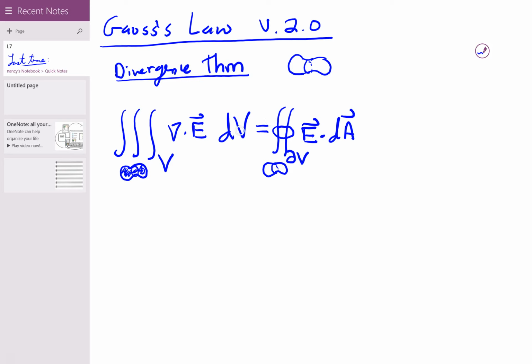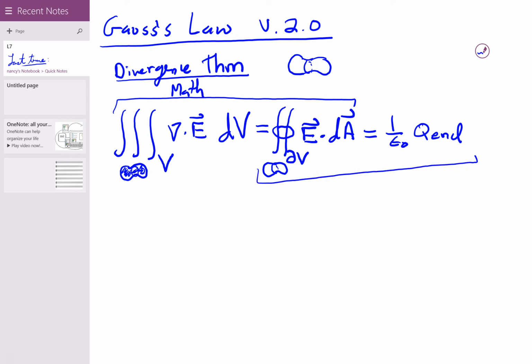I can now start to turn this into a statement about physics by using Gauss's law, because the right-hand side of this actually just matches Gauss's law. If I do this over a surface and perform this integral, working with the electric field, that's just going to give me 1 over epsilon naught times the charge enclosed, Q enclosed, like so. So, as you can see, I've got two connections here. The first connection, between these two equations, is math. That's a mathematical theorem. And this second connection, between this one, is physics.